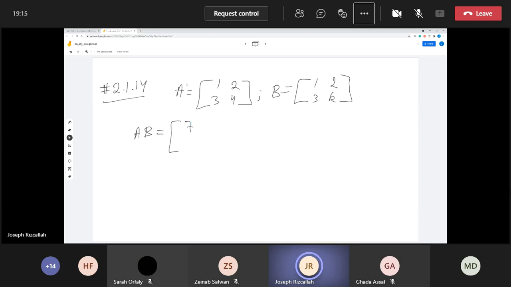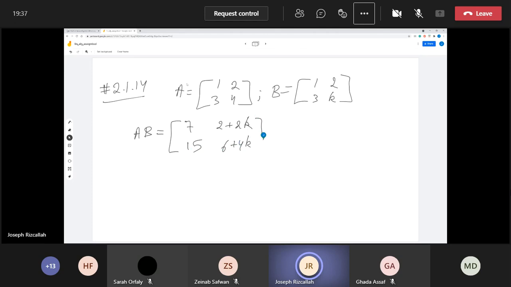And then the next entry, the 1, 2 entry, is going to be 2 plus 2K, right? So 2 plus 2K. And then the 2, 1 entry will be now 3 plus 12. So this is 15 down here. And then the 2, 2 entry is going to be 6 plus 4K.